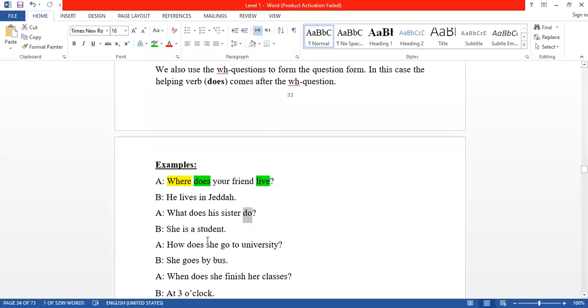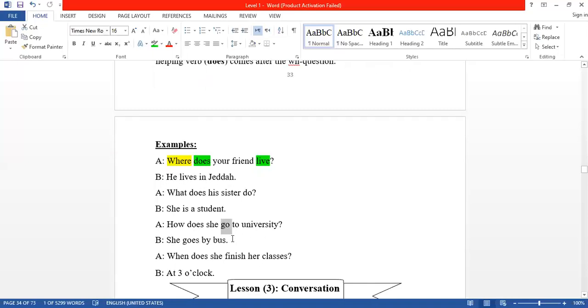How does she go to university? Here you have how, then does, then go, go without S. How does she go to university? She goes by bus.